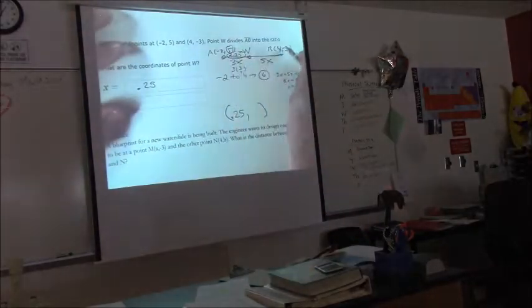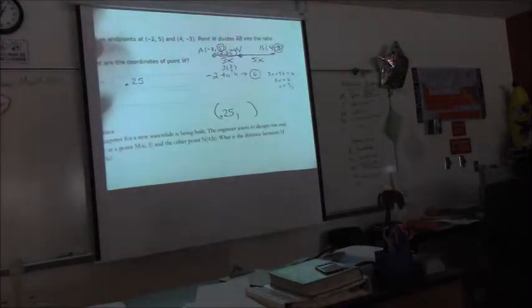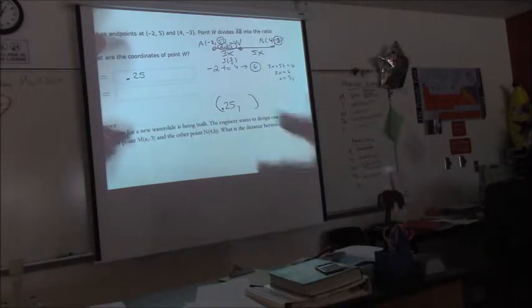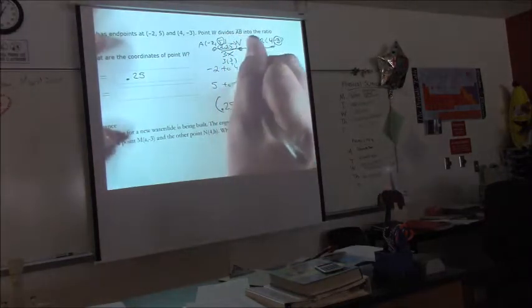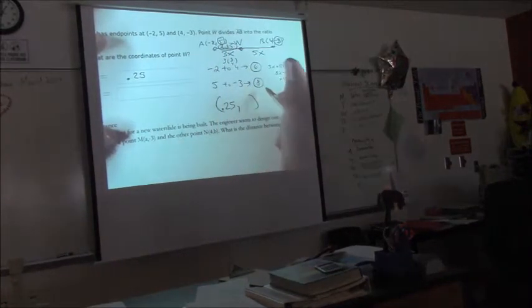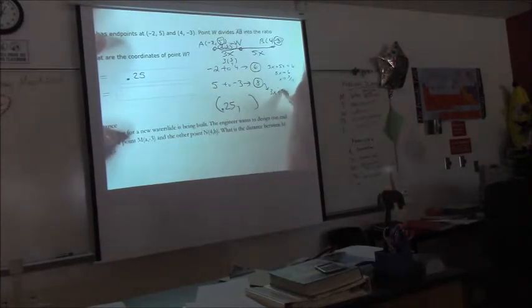From 5 to negative 3, how far would you walk? 8. Oh, that is much nicer. So from 5 to negative 3, you would walk 8 miles. So what do I build? 3x plus 5x is 8. So x is 1. And so what is that?